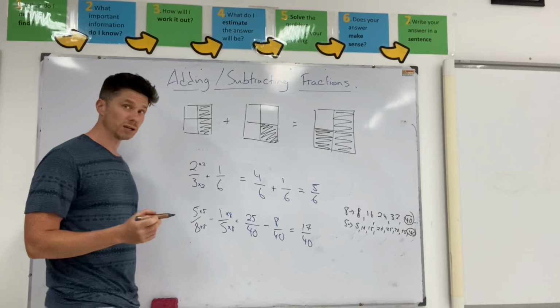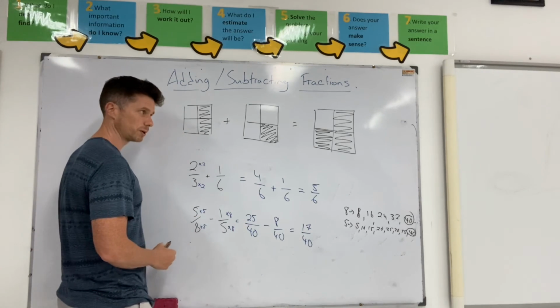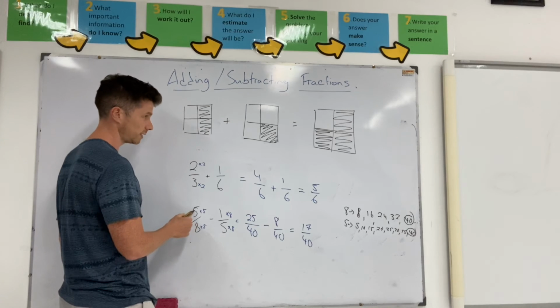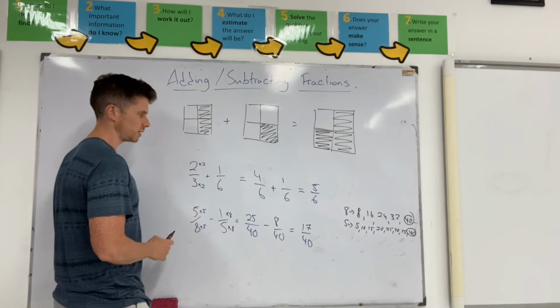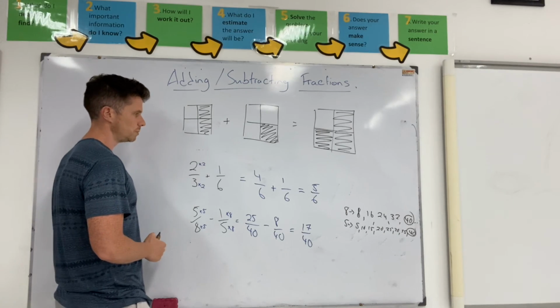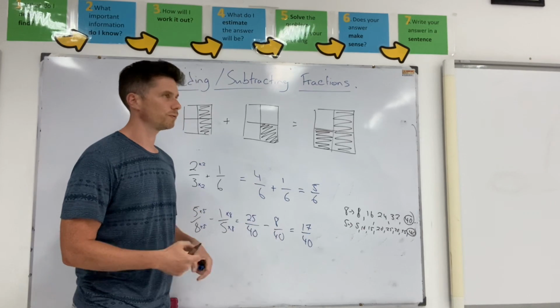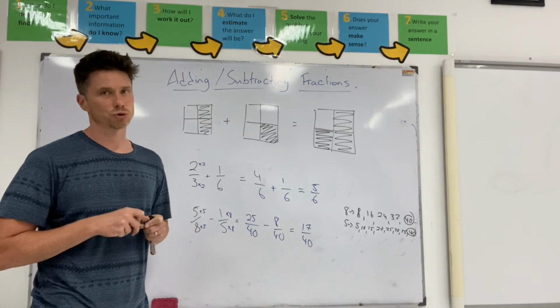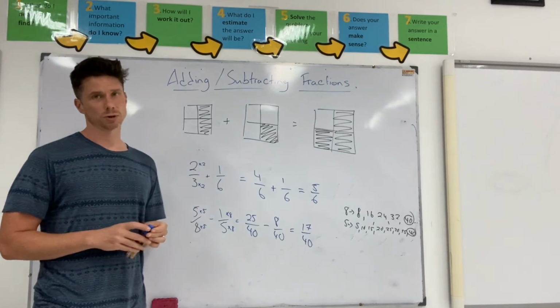Now what you may notice here is you could probably just cross multiply. If you remember, this method is 5 times 5 gives 25, and 8 times 1 gives 8. If you want to use that method, you can. You may need to simplify at the end. But make sure we have the same denominator before we can add or subtract. Okay, so that is basic adding and subtracting fractions.